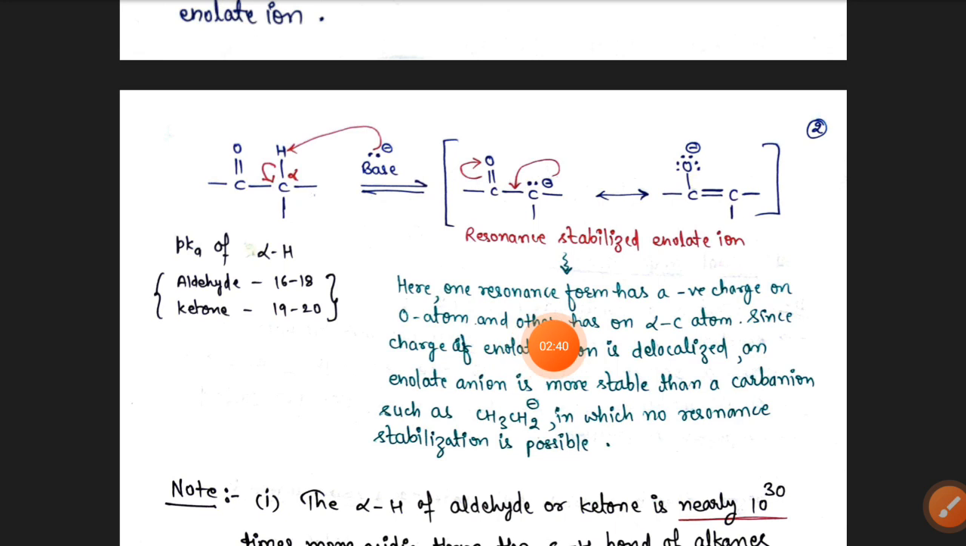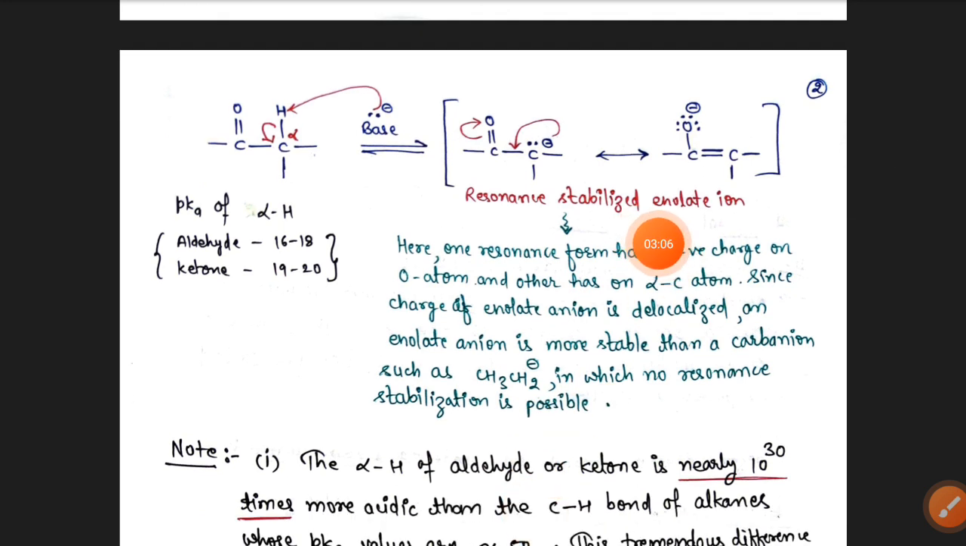Here one resonance form has a negative charge on the oxygen atom and the other has it on the alpha carbon atom. Since the charge of the enolate anion is delocalized, an enolate anion is more stable than a carbanion, such as the CH3CH2 minus ion, in which no resonance stabilization is possible. So carbanions are less stable than enolates, because enolate anions delocalize the negative charge onto the carbonyl group.